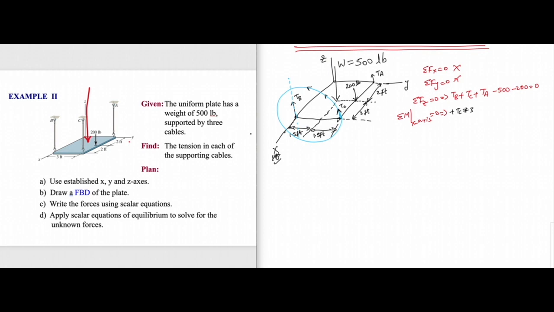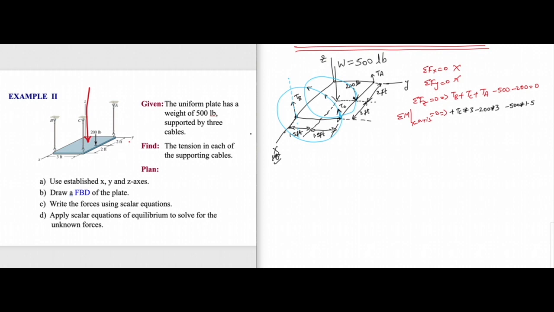Similarly, what about the 200 pound force? 200 pound is rotating clockwise. The direction, we just have to follow the arrow of 200, so 200 is going clockwise. So it will be negative 200 times, because it is clockwise. What about 500? Is also clockwise. So it is negative 500 times 1.5. Oh, wait a second. Why did I write 1.5 for 200? It is 3.